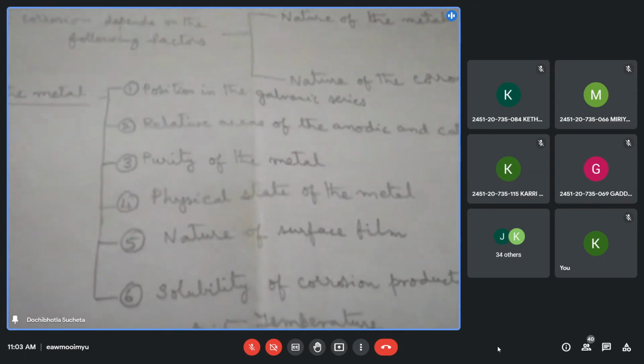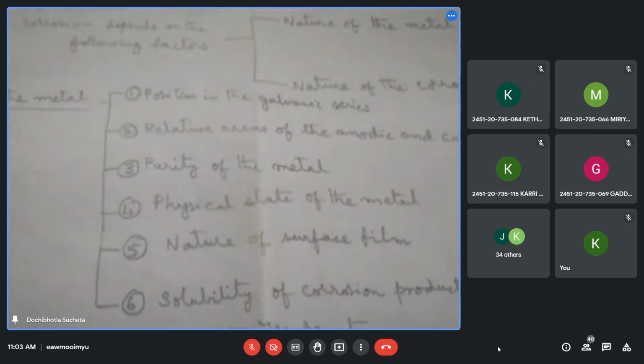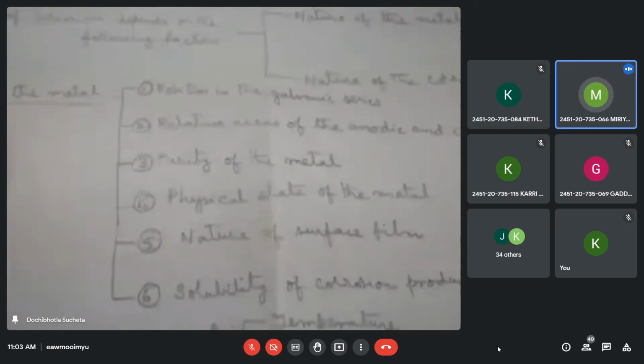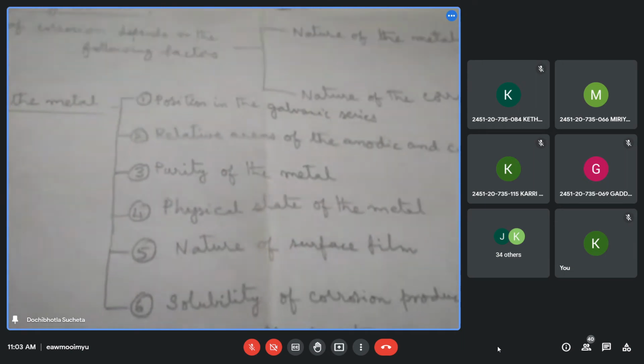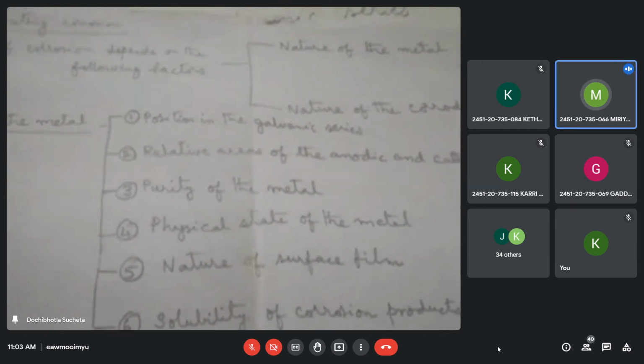Roll number 66. Yes, ma'am. Tell me, what are the four types of oxide films? Stable, non-porous; unstable; volatile; and porous and reactive.